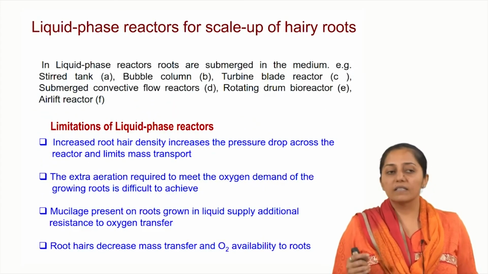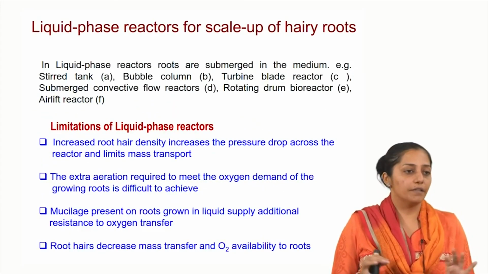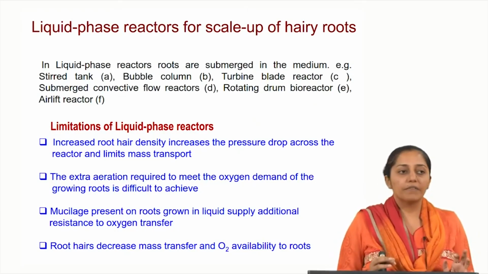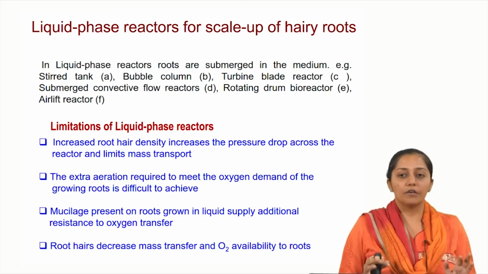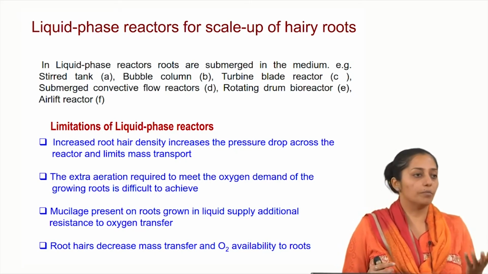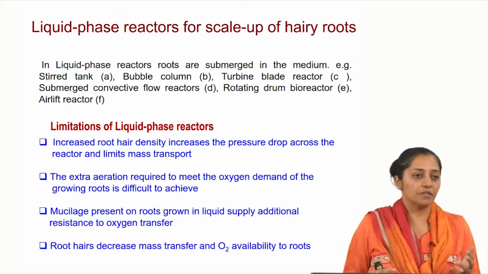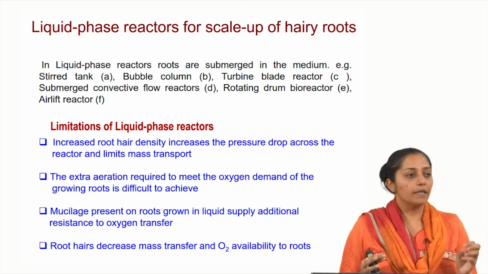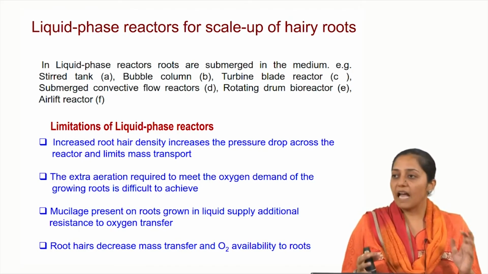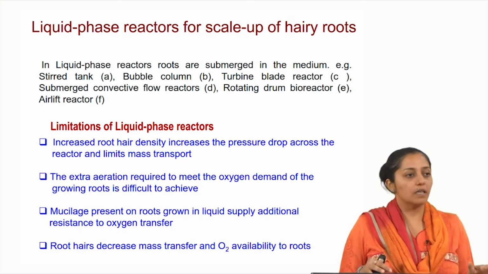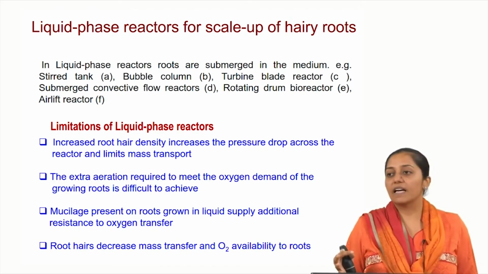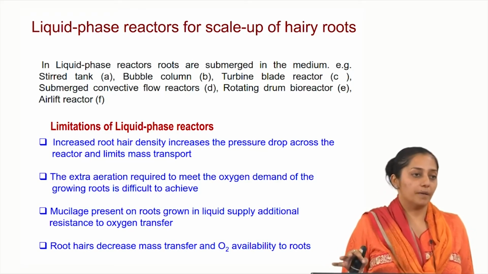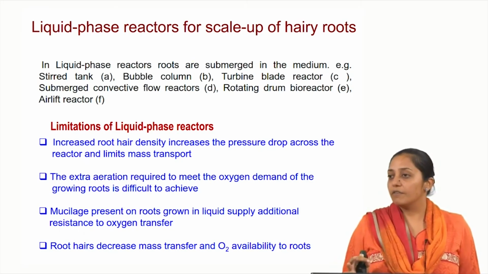Now the reactors for hairy root cultures are divided into two types: liquid phase reactors and gas phase reactors. Liquid phase reactors are generally the kind of reactors which we work with for microbial fermentations or plant cell fermentations. How are the two different? In liquid phase reactors, the gas is the dispersed medium in the liquid. In gas phase reactors, the liquid is the dispersed medium in the gaseous environment. So we will talk about the liquid phase reactors.